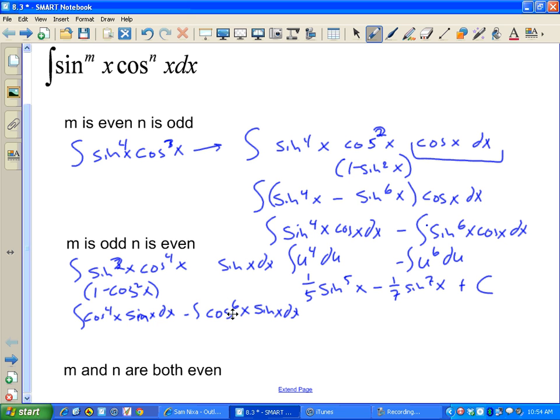So now if u is cosine, du would be negative sine, so I need a negative. I'll bring this negative inside here, so I have a negative outside and inside to cancel each other out. Now that negative is part of my du, so I've got u to the fourth du and u to the sixth du. This one's negative, this one's positive, and then we'll finish it off the same way we did the other one.